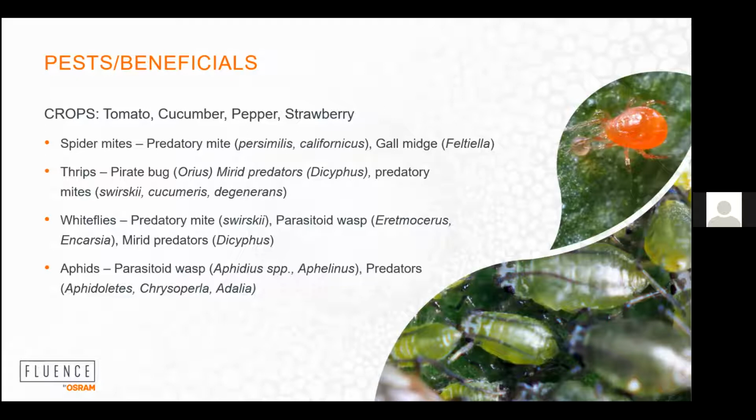So now that we've breezed through pollinators, we're going to break this down a little more with your pests and beneficials. These are the crops we chose to focus on: tomato, cucumber, pepper, and strawberry. We've put the pests on the left side here, and then the beneficials you would use to treat them on the right. I'm not going to go through each of these individually, but the main pests we've targeted are spider mites, thrips, whiteflies, and aphids, because they seem to be basically the top pests you're dealing with on these crops.